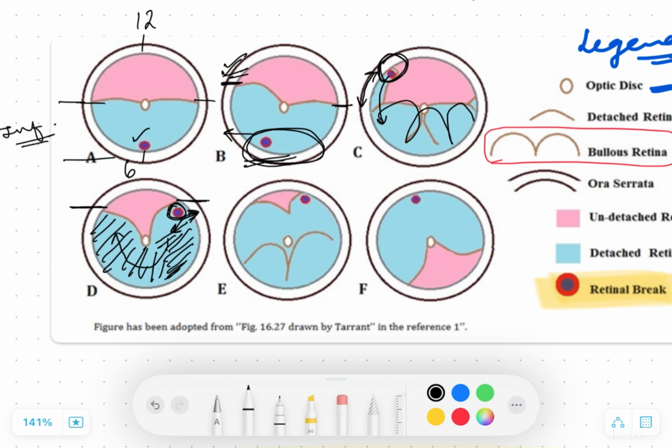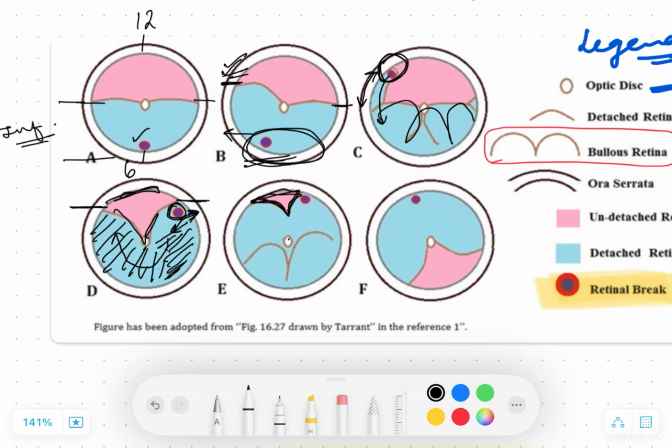Coming to diagram E, if there is a subtotal rhegmatogenous retinal detachment with a superior wedge attachment of the retina which is not connecting to the optic disc and the ora serrata as we saw here, right? It is not connecting. So just a superior wedge-shaped area of the retina is attached.